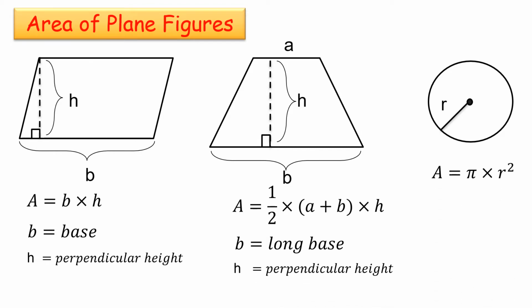And for the circle, to find its area, it is equal to pi r squared. And remember, r stands for the radius and pi equals 22 over 7 or 3.141 and so on and so forth.